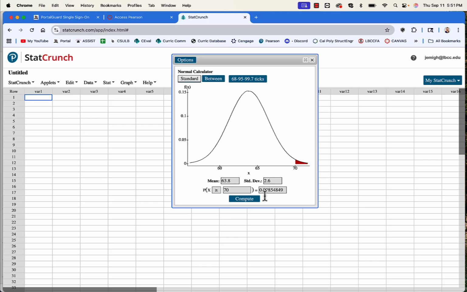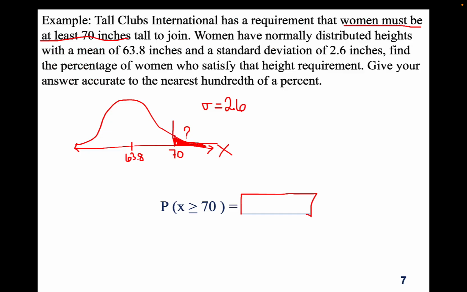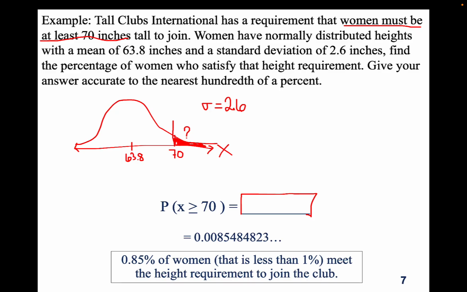That's as a probability though, so we're gonna multiply it by 100. So it'll be 0.854849%. And then we'll round that to the nearest hundredth of a percent, as was requested. So we'll take that output and round it to 0.85% of women. So that's less than 1% of women meet that height requirement to join this club called Tall Clubs International.